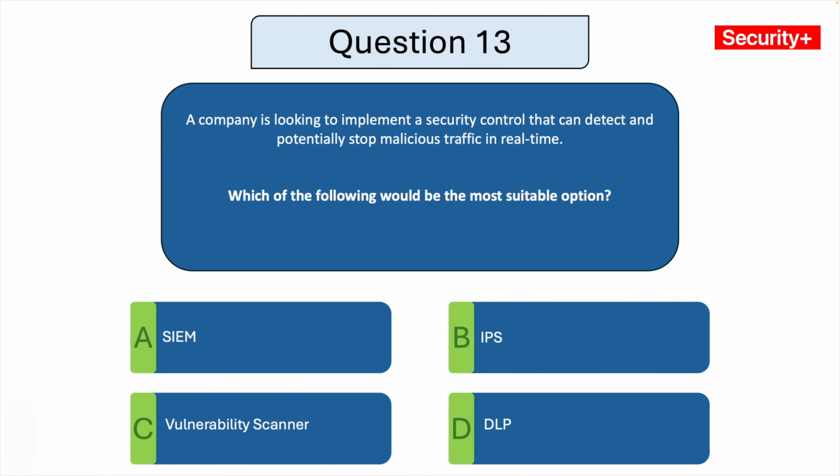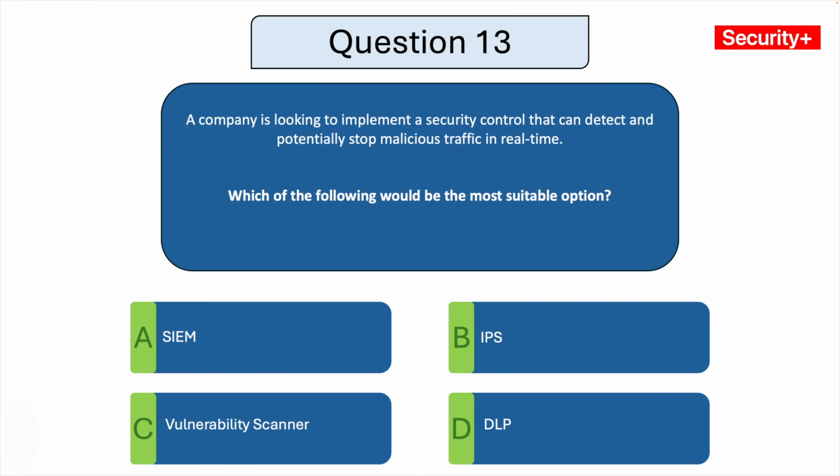All right, so which one of these both detects and potentially stops malicious traffic in real time? Out of all of these, I would say that only one of them is designed to do this exact thing, and that's going to be B, IPS, which is intrusion prevention system. A SIEM normally just aggregates logs and data. Out of the box, it's not there to prevent malicious traffic. So I ruled that one out.